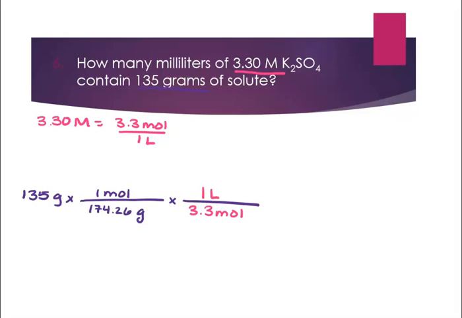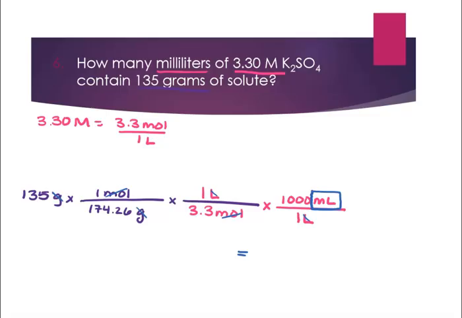So now I'm in liters, but my problem is actually asking me for milliliters. So I'm going to need to do one more conversion here. 1 liter goes on the bottom this time, so they cancel, and I'm going to put 1,000 milliliters on the top. Grams cancel with grams, moles cancel with moles, liters cancel with liters, and I'm left with milliliters, which is what my problem is asking me for.